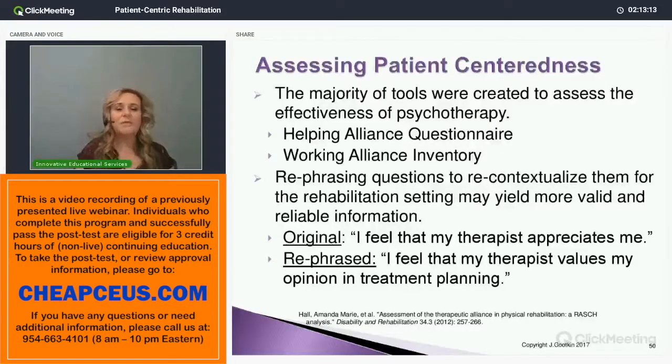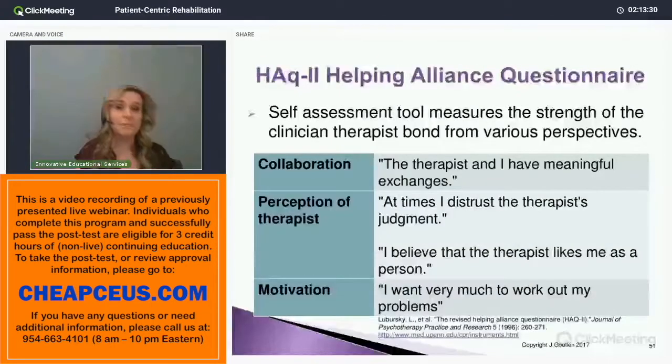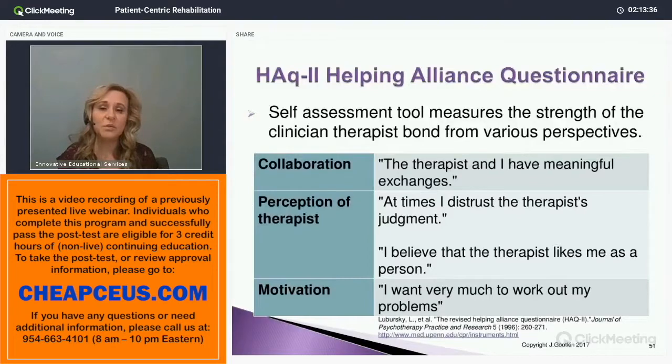And again, these surveys are looking at things related to the Therapeutic Alliance. Many of them have been utilized already and adapted and modified to fit the therapeutic setting, even though they developed more in mental health care. So the 2 specific ones we're going to talk about are the HAQ2, the Health Alliance Questionnaire. And this is a self-assessment tool.